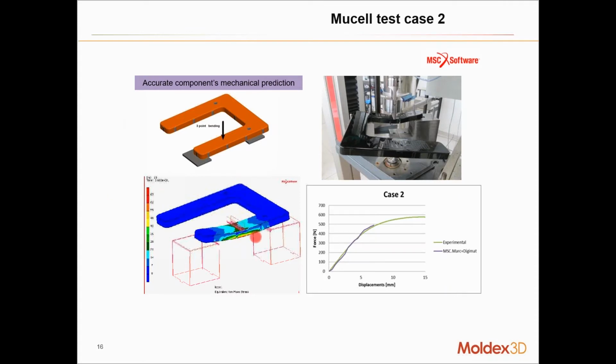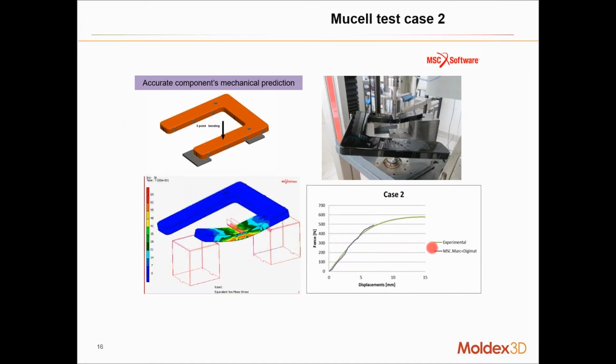So one of the tests was a bending test, like you see here. So load applied in one location and looking at, again, the force versus displacement curves. And what you see in the plot here is a comparison of your experimental versus predicted data.